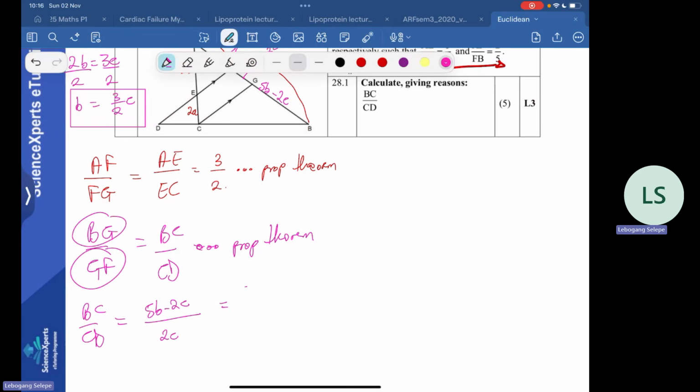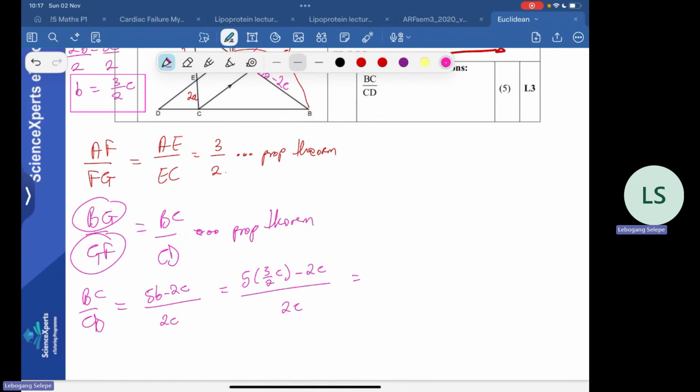So this would be equal to 5 into 3 over 2 C minus 2C, over 2C, right? So at the top, I can already see a common factor of C. I can take it out. So I would have C into 5 multiplied by 3 over 2, that's 15 over 2, minus 2, all over 2C. The C would cancel that C. Then I would be left with 15 over 2 minus 2, all over 2.